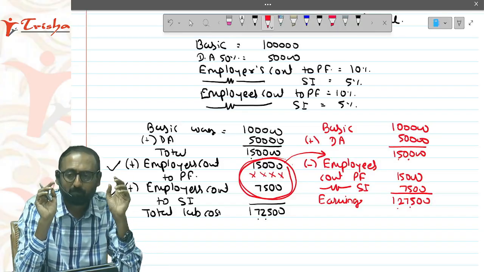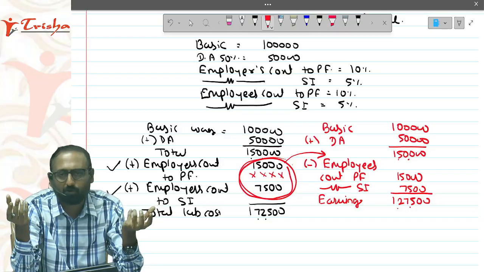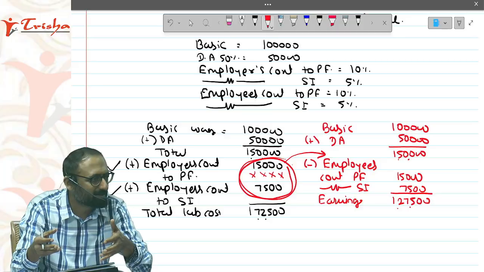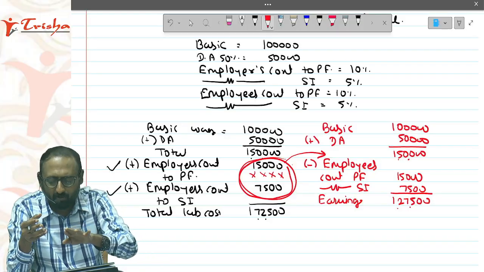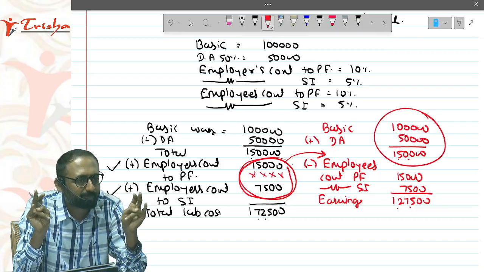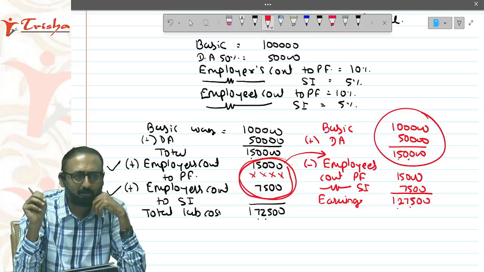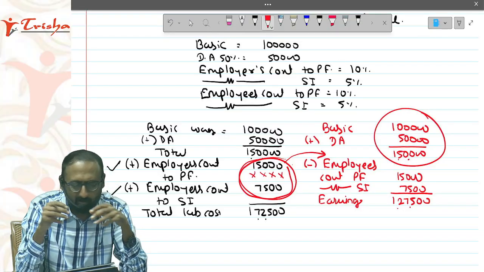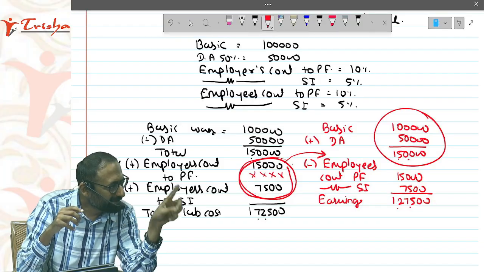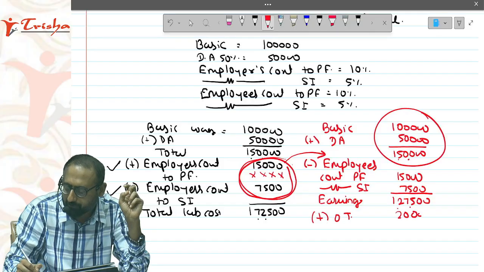So, sirji, what is the difference between employer's contribution and employee's contribution? Employer's contribution will be added into the basic salary and dearness allowance, but employee's contribution will be deducted from basic and dearness allowance. Is it clear to everyone? If in this question overtime wages are given, then worker also worked overtime and overtime wages are 20,000. So while calculating earnings of that worker, you'll have to add overtime wages also, suppose 20,000.